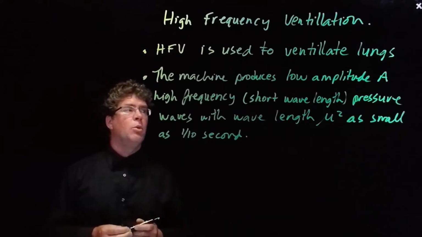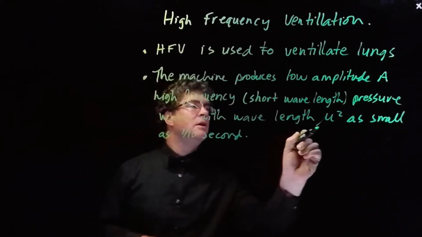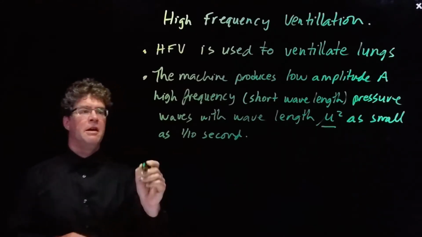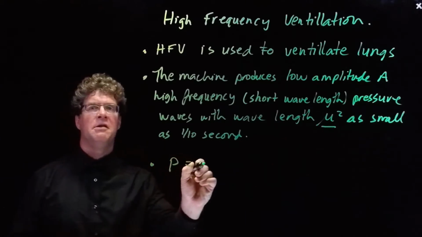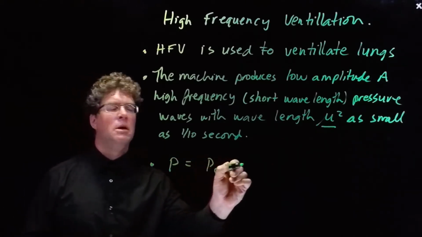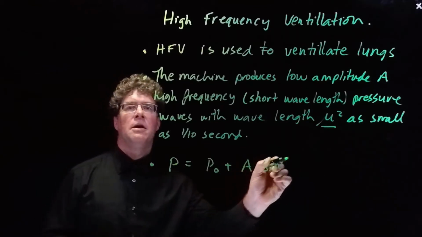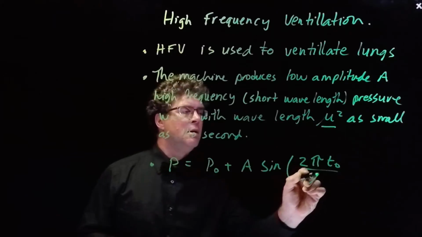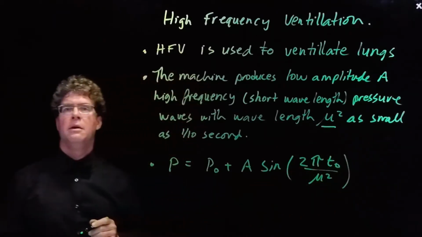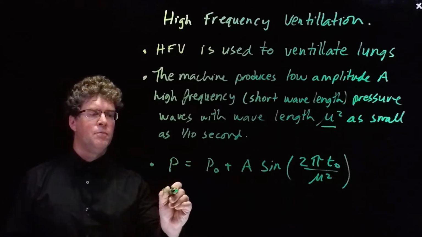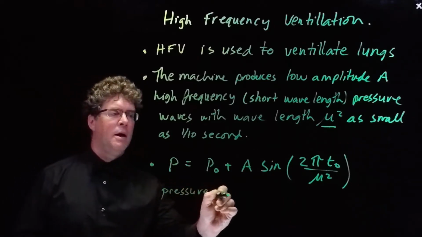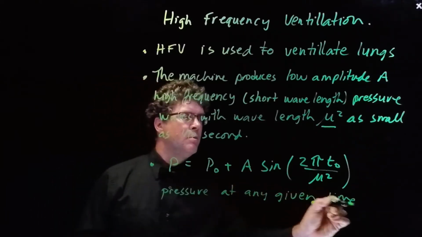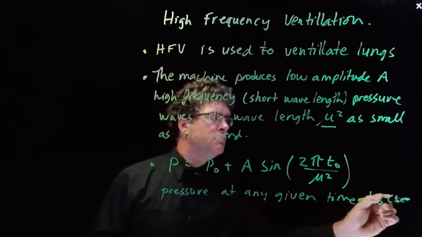So we call the wavelength mu squared. This is the Greek letter mu that we're using. A simple formula for the pressure then is P0 plus A times sine 2 pi t naught over mu squared. And so this is the pressure at any given time, t naught, which is measured in seconds.